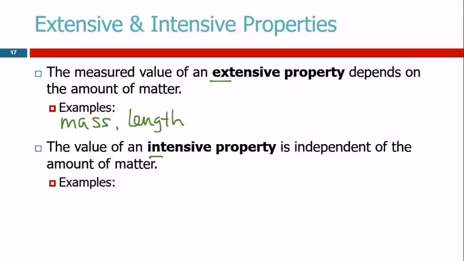I can take this piece and tear it in half. I'm having fun tearing up paper today. The color didn't change. So the intensive property there would be the color. So the color is intensive. The size is extensive. What about density?